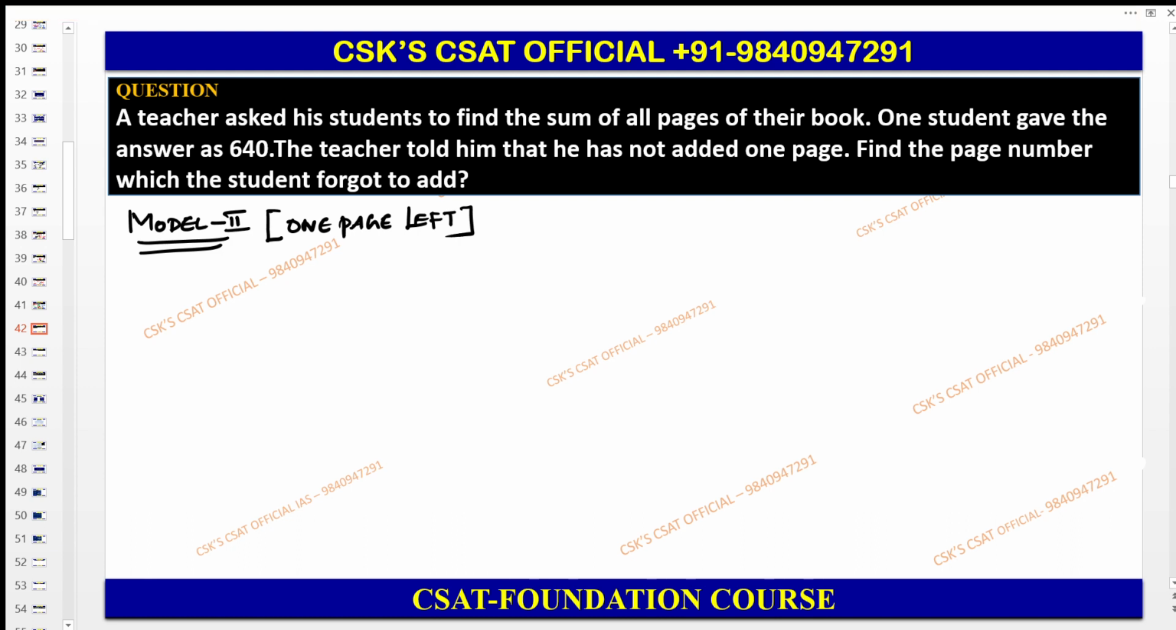Now listen. A teacher asked his student to find the sum of all pages of their book. One student gave the answer as 640. The teacher told him that he has not added one page. Find the page number which the student forgot to add. So this is model number 2.